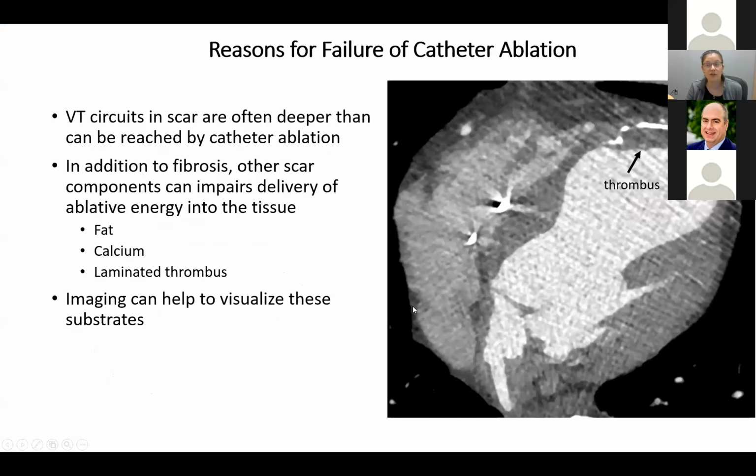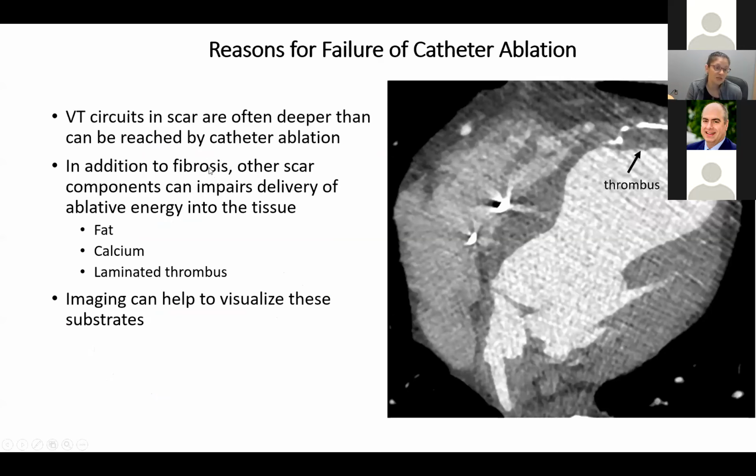So let's talk for a little bit about reasons for failure of catheter ablation. So if we use imaging to identify our target, what are reasons that we might not be able to reach it with standard catheter ablation? So we just talked about how VT circuits in the scar might be deeper, the substrate might be deeper than can be reached by standard catheter ablation.